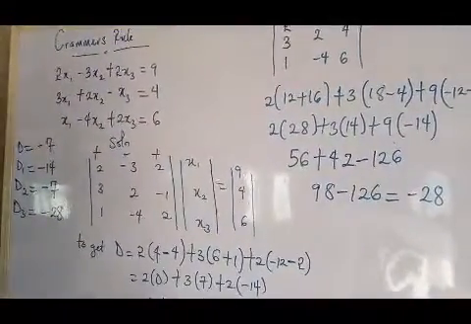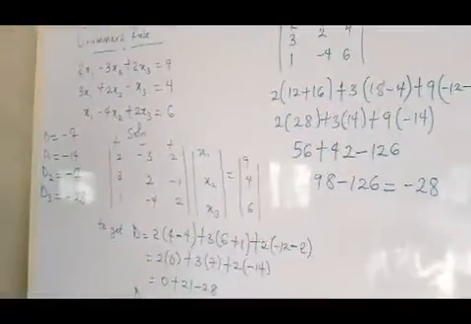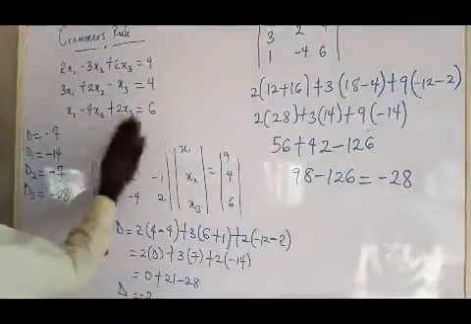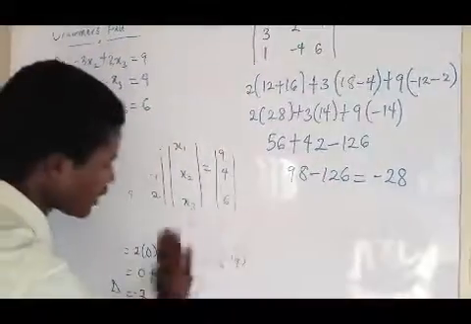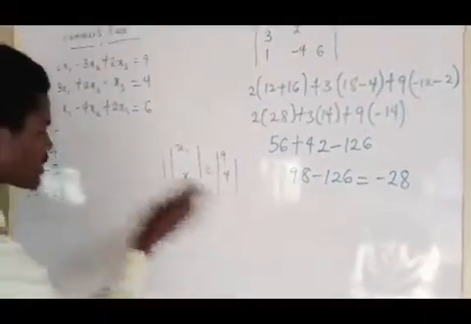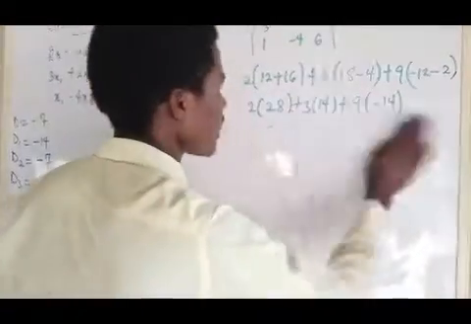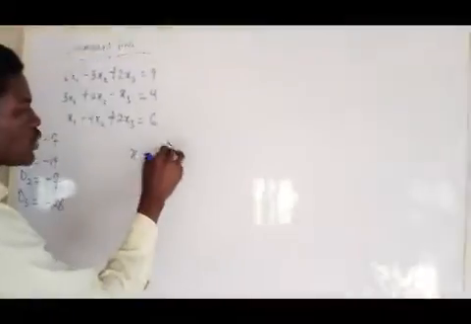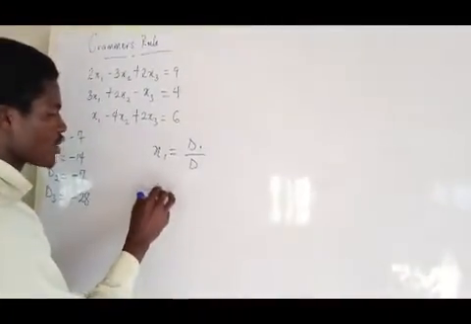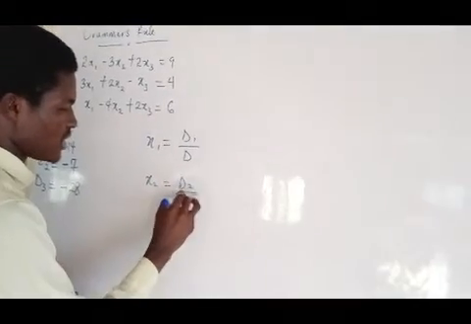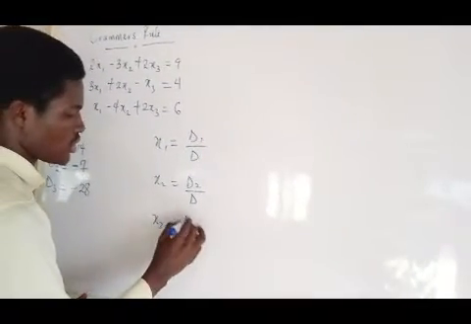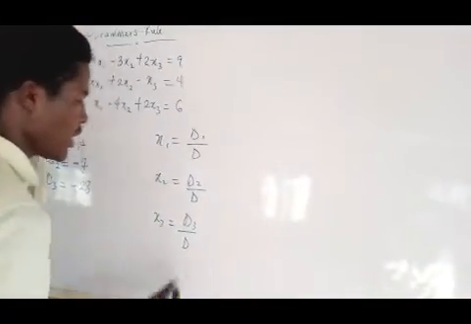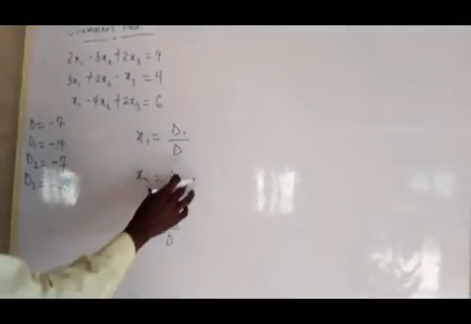All right, now don't forget, what we are told to find is the value of our x1, x2, and x3. So this is the first step. Now the second step is very simple, of getting your x1, x2, and x3. So your x1 is going to be D1 over D. Your x2 is going to be D2 over D. Your x3 is going to be D3 over D. Can you now see the reason why I have to get my D1, D2, and D3 now?